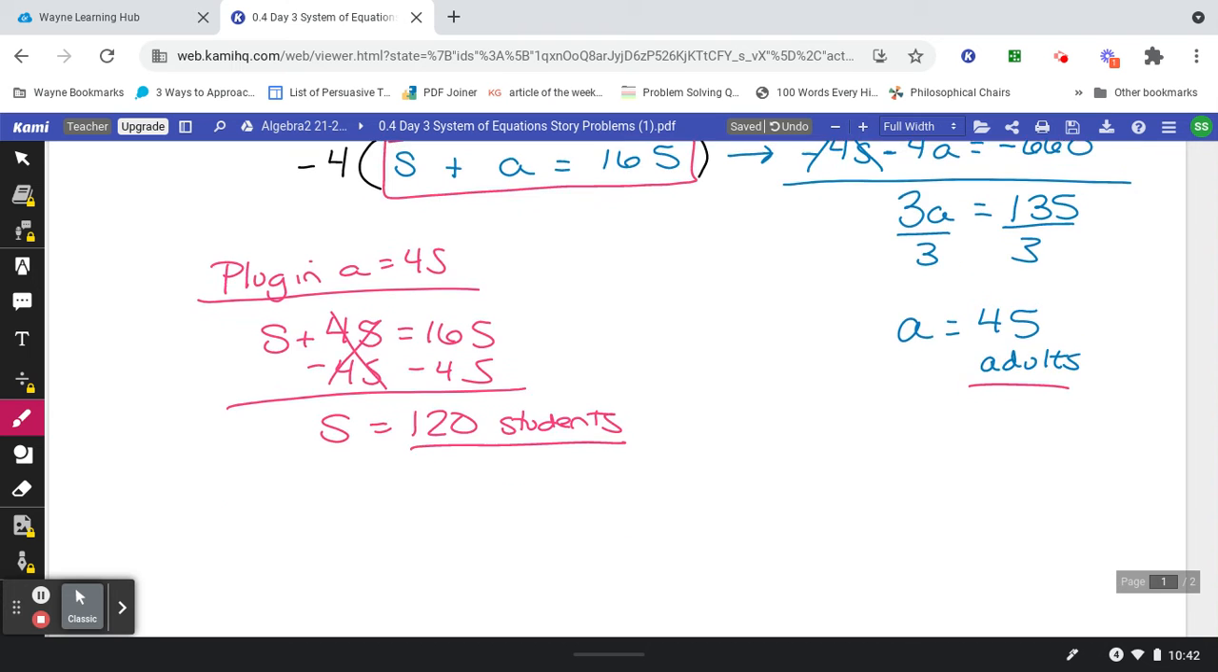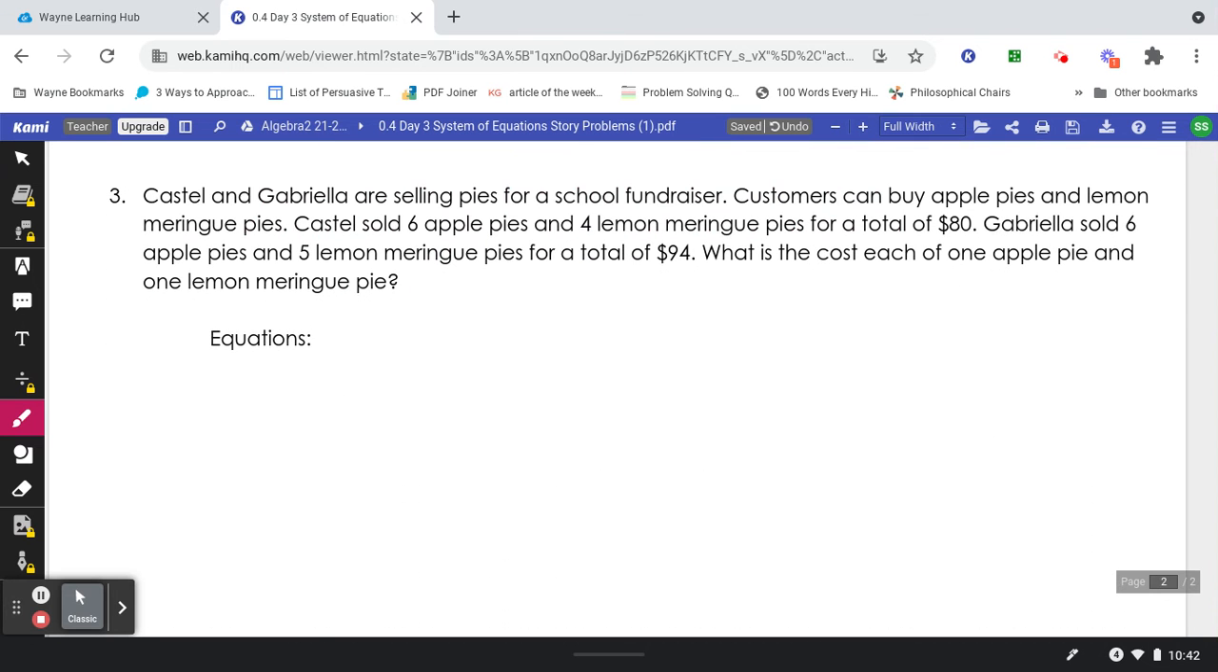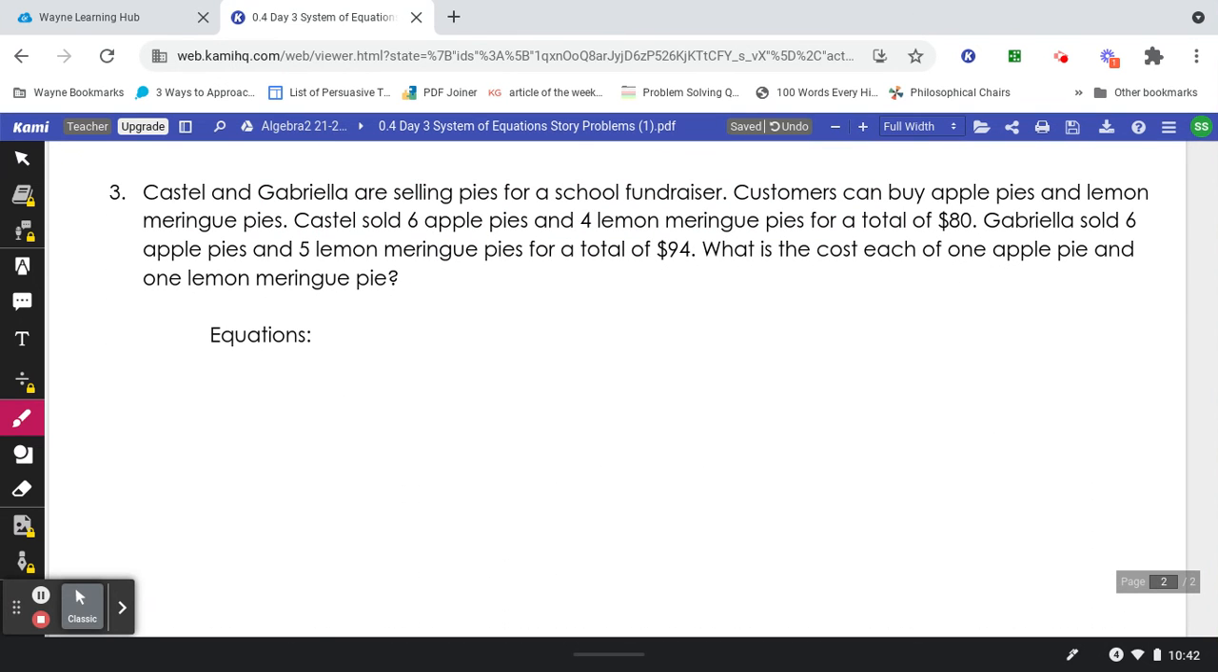All right. On the back side, you have two more different types of problems. These are done a little bit differently. The categories are going to be different. So Castell and Gabriella are selling pies for a school fundraiser. Customers can buy apple pies and lemon meringue pies. Castell sold 6 apple pies and 4 lemon meringue for a total of $80. Gabriella sold 6 apple pies and 5 lemon meringue pies for a total of $94. What's the cost of each pie?